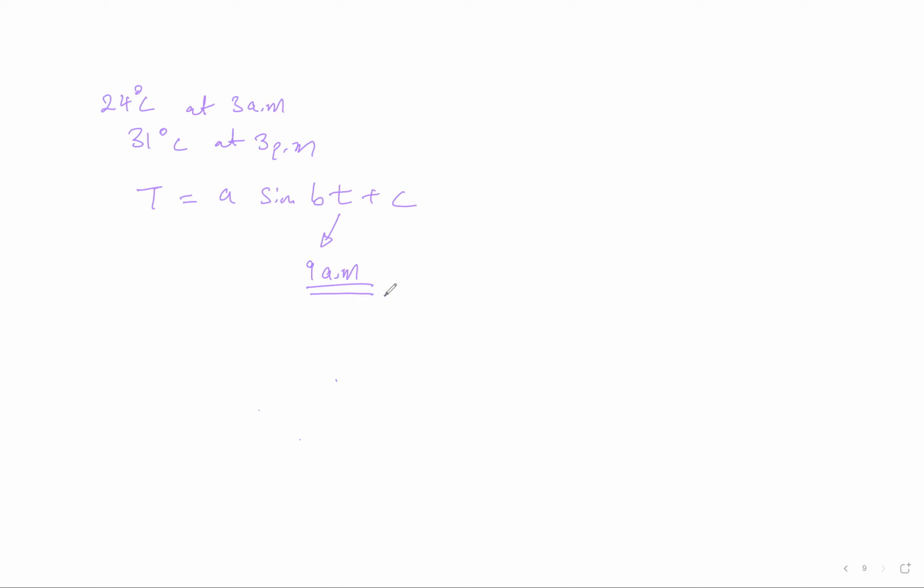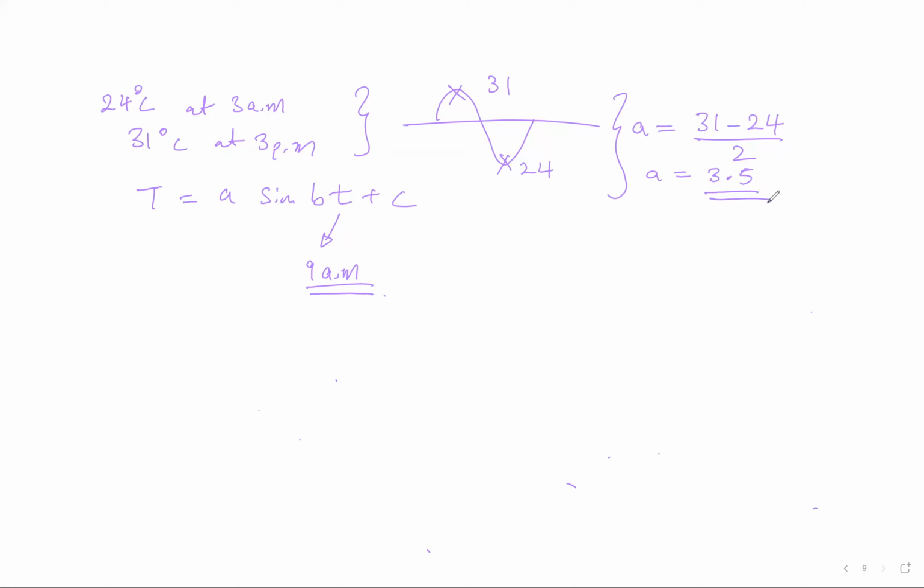Now, first thing, what is this clue for? They give you the lowest and the highest, correct or not? So typically like this, they tell you the lowest is 24, the highest is 31. So can you tell me what is the amplitude? Highest minus lowest divided by 2. So that will give you 3.5 amplitude. Your A is 3.5.